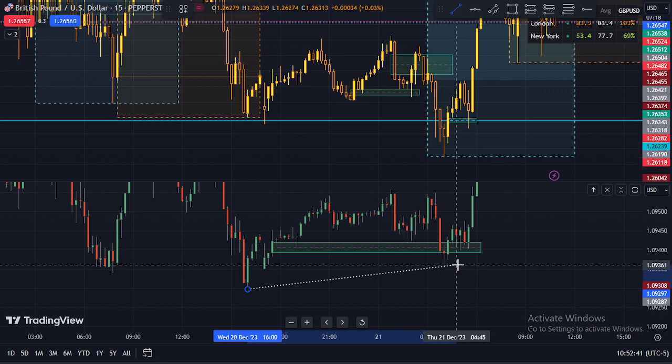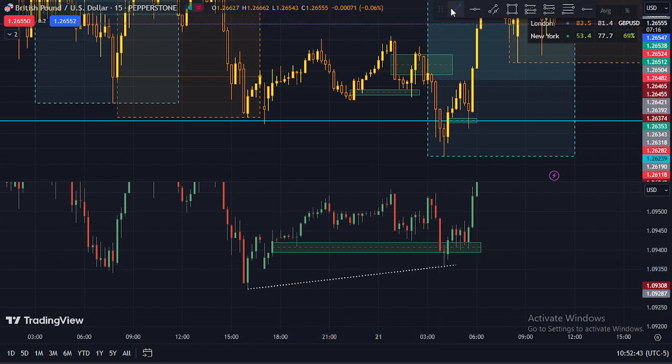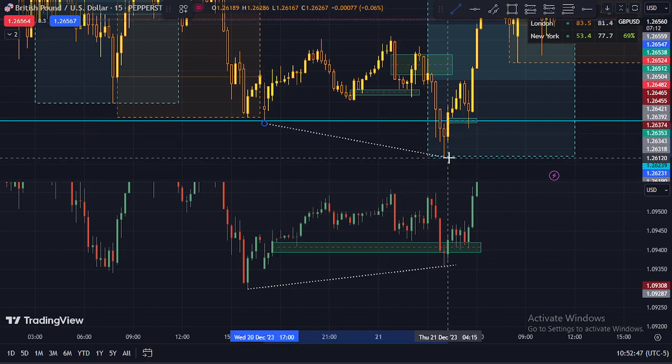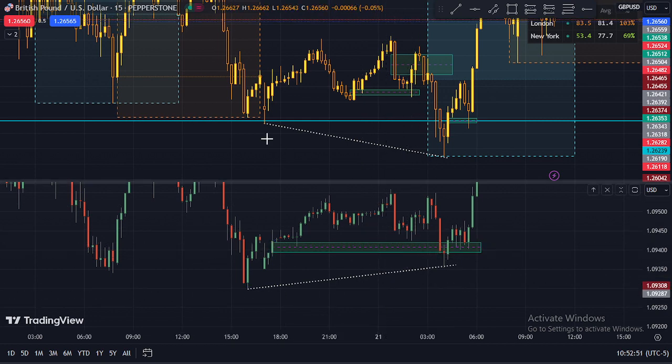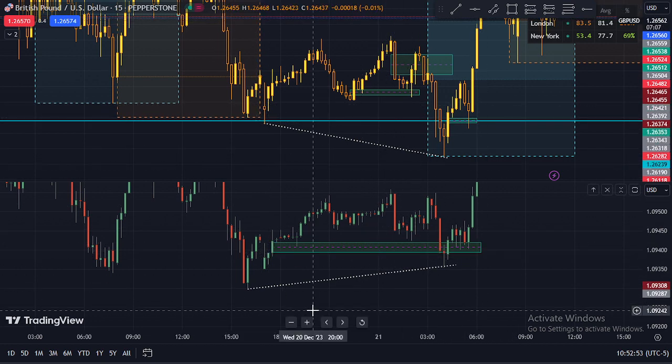So we have that, and also we have this, that. So that is what we call SMT divergence. You don't need an indicator to show you divergence. So you use SMT divergence to confirm, just to confirm.